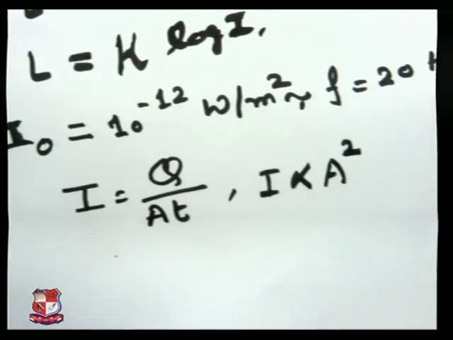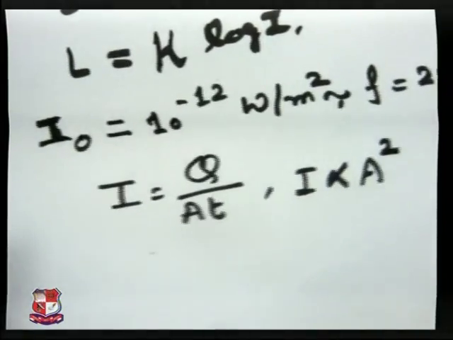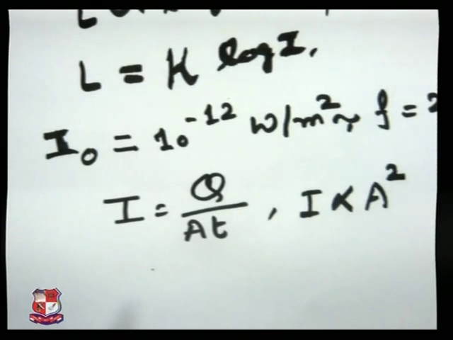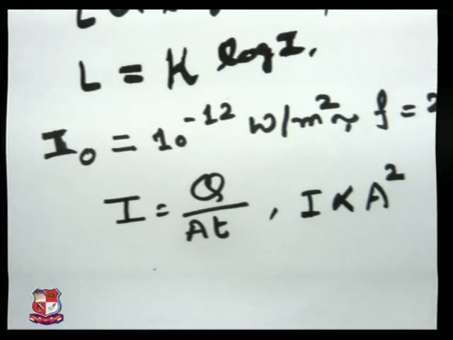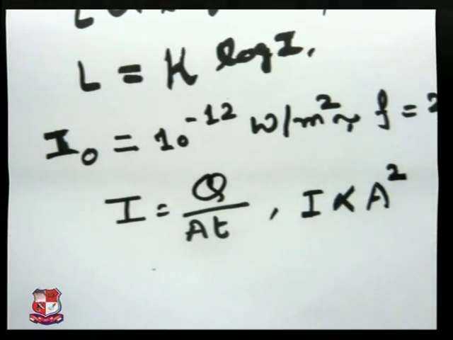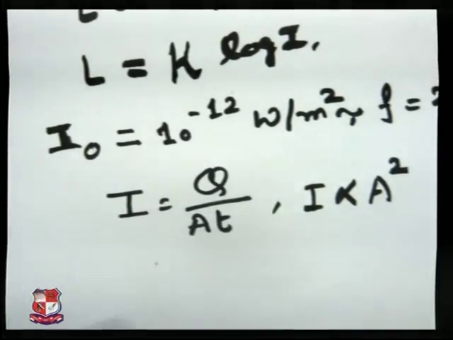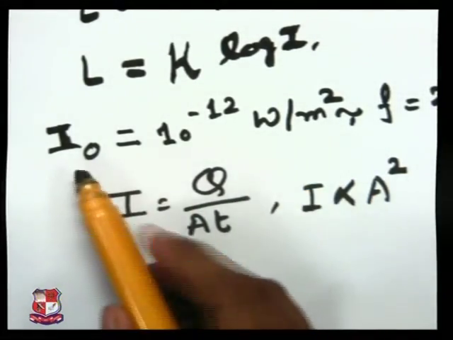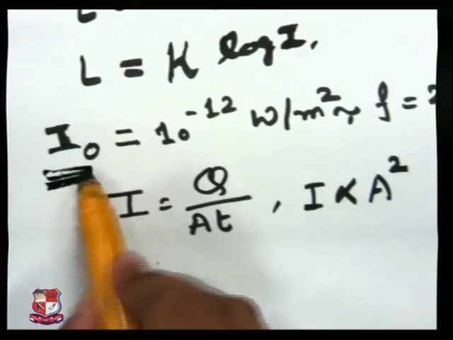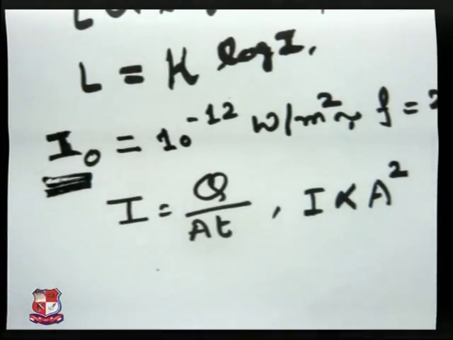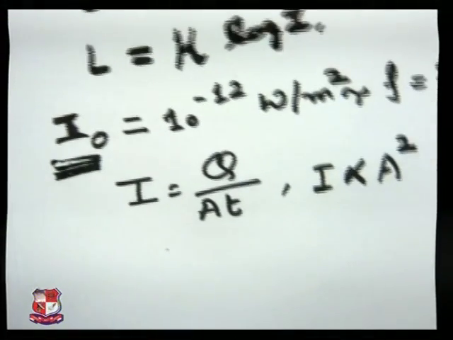I is proportional to a square, with some equation 2 pi rho v a square v square, we can have the value for I. Using this proportionality, we have found that I0, the minimum audibility level, is equal to 10 raised to minus 12 watt per meter square, right?